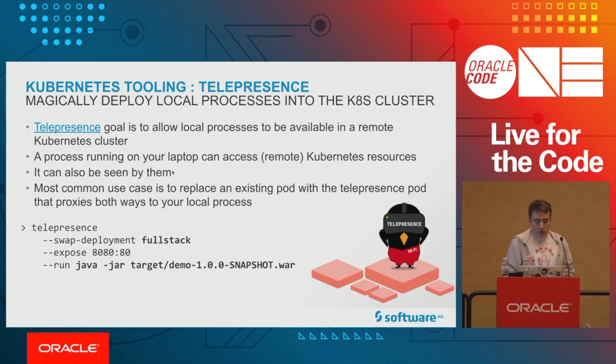So Telepresence's goal is to allow local processes to be available in a remote Kubernetes cluster. So say you have deployed, in our example, the full stack web app, we've got MySQL, Terracotta servers running. Say you want to run your web app, but you want to run your local version, the process that is running on your machine. So you will start it on your machine, and then Telepresence will create a shim pod, basically. That will be just a shell, and all the calls to this pod, for example from the service, or any other pods trying to interact with this pod, will be redirected to my local process.